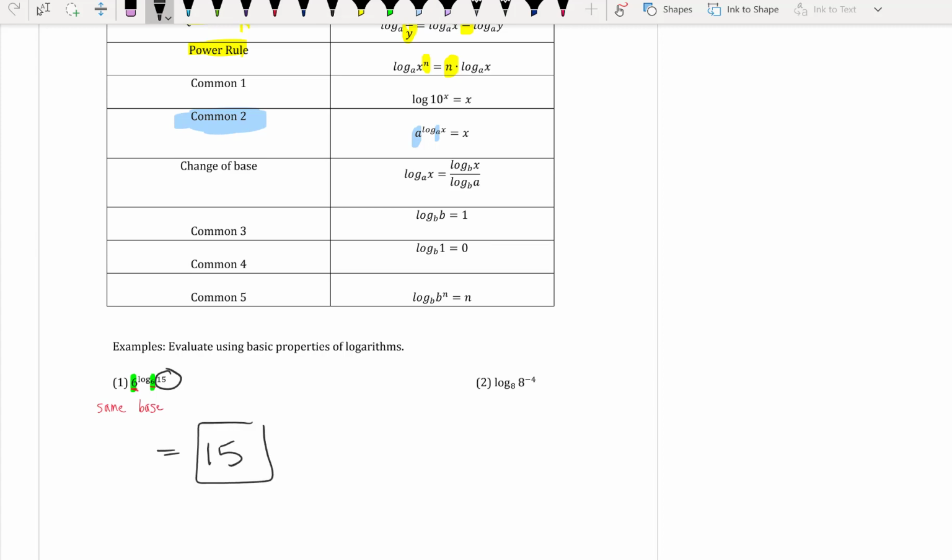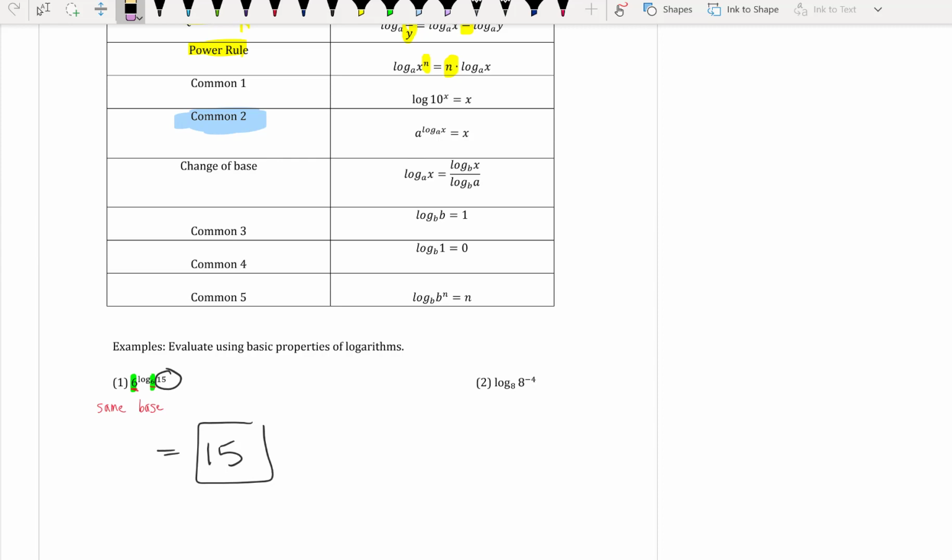Because I have my 15 here, right? So that is what we have for the log. Log base A of x, and that x here is equal to 15. So my answer here is going to be 15. Okay, well I hope that helps.